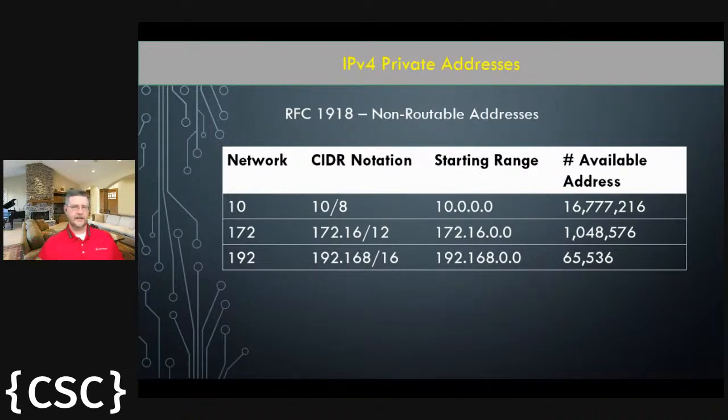172.16 and up is going to be a private address. And then the 192.168/16, those are going to be private as well. So when I mentioned 192.168.0.10 as a destination address, that is a private network address.